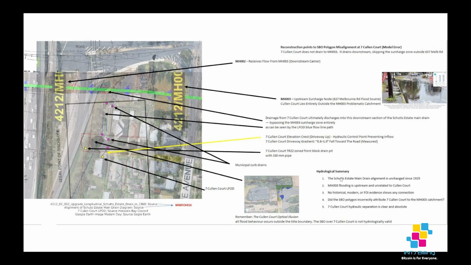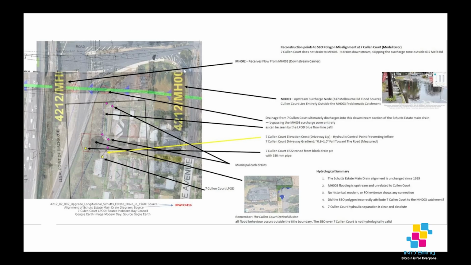Okay, so hydrological summary. Schutts Estate main drain alignment is unchanged. So here's our drain alignment, the green line. Remember this snakes through 641 and 637 Melbourne Road, through over here, and then down the avenue, up Mary Street, and around to Stevenson Street, where the railway line is. But the alignment of the drain hasn't changed since 1929.